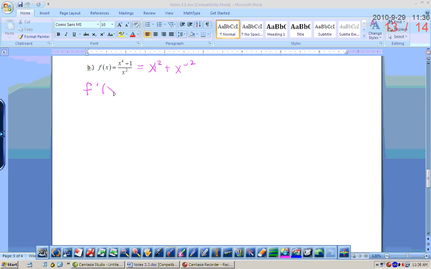So f prime of x equals 2x minus 2x to the negative 3. Remember, critical or relative mins and maxes will occur at critical points, which is where the first derivative is 0 or where it's undefined. So is this derivative undefined anywhere? Yes, because I could rewrite this as 2x minus 2 over x cubed, and you get an x in the denominator.